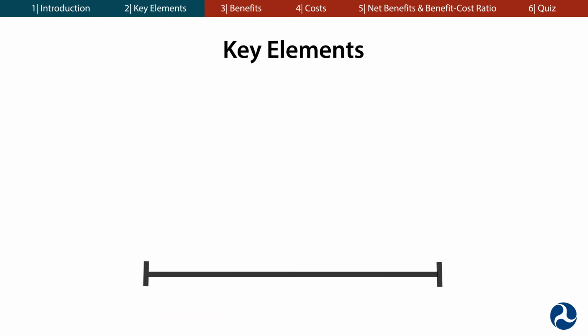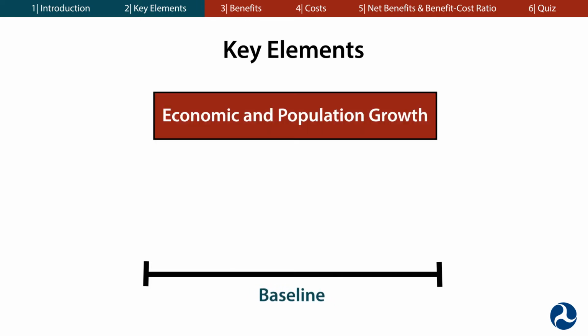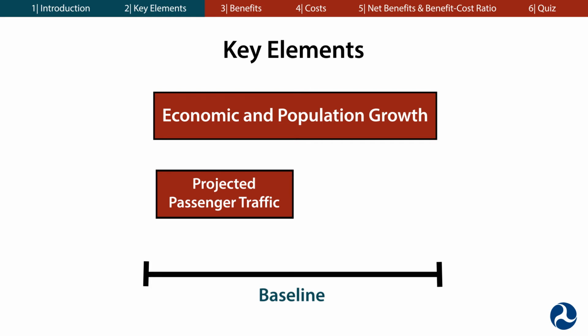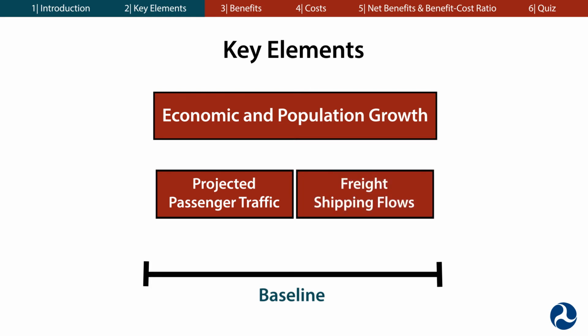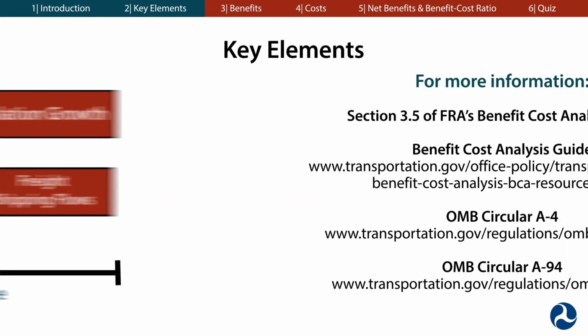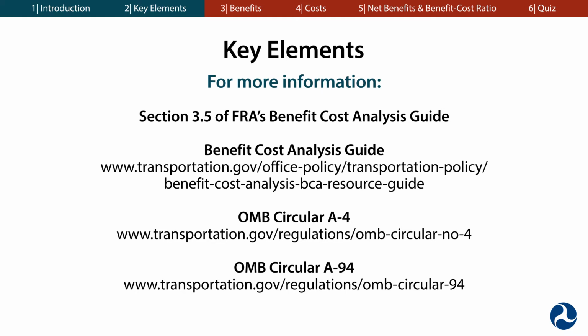Each BCA needs a well-defined baseline to be measured against. A baseline is sometimes referred to as the do-nothing or base case, or the scenario in which you merely maintain current conditions. For example, a baseline should reflect the economic and population growth and could include projected passenger traffic or freight shipping flows, regardless of the project being built. For more information on baselines, refer to Section 3.5 of FRA's BCA guidance and the documents listed on your screen.